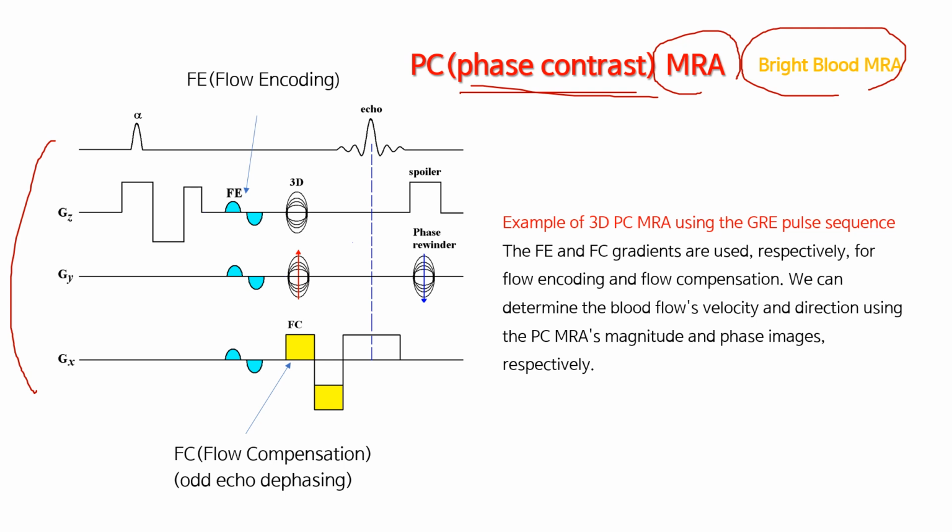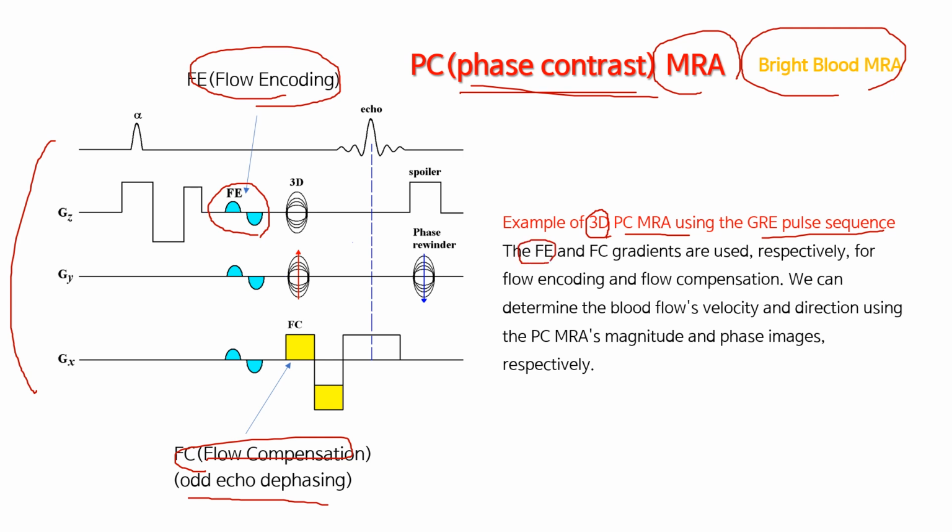This sequence shows an example of the 3D PC-MRA using a GRE sequence. Here we use the flow encoding bipolar gradient, and also we use the flow compensation gradient to resolve the odd echo dephasing problem. The FE and FC gradients are used respectively for flow encoding and flow compensation. We can determine the blood flow's velocity and direction using the phase contrast MRA's magnitude and phase images respectively.